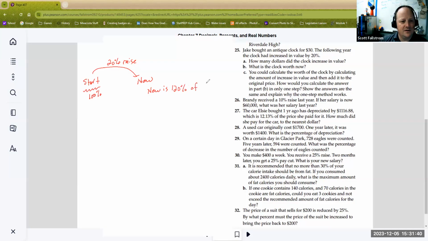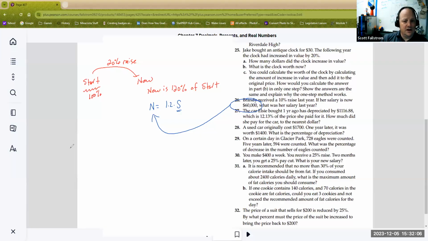120% of the starting amount. And this is where those percent problems come into play, because this is exactly a percent problem. New is 120% of the starting value. And so if you know her new salary is 60,000, you could put that in for new. And what was her salary last year? That's the starting value. That's the value a year ago.